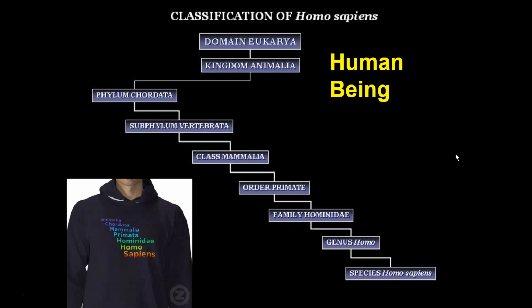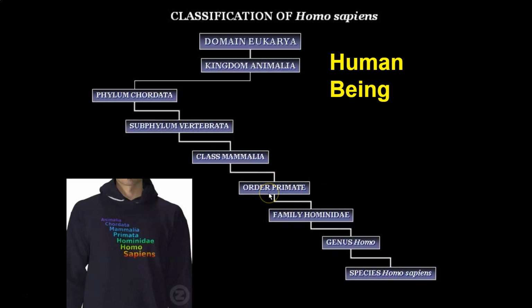And this is for humans. So we're in the domain Eukarya because we are made of eukaryotic cells. We're in the kingdom Animalia because we are part of the animal kingdom. Phylum Chordata because we have a spinal cord. And this is a subphylum. You don't really need to know that, but class is Mammalia because we are mammals. And our order is primates because we come from the primate side of it, right?